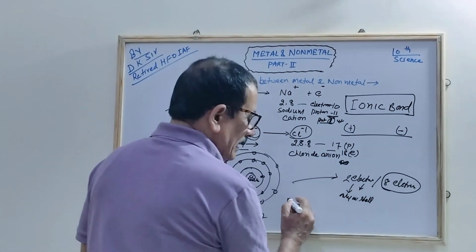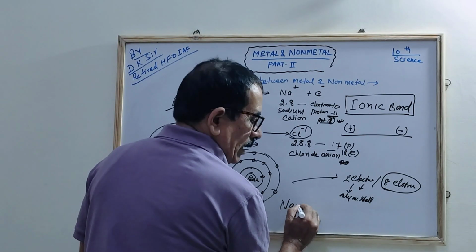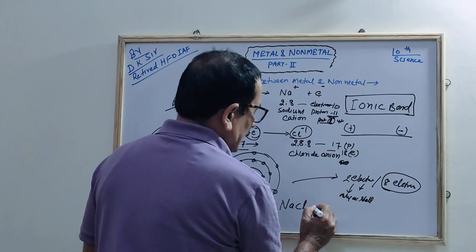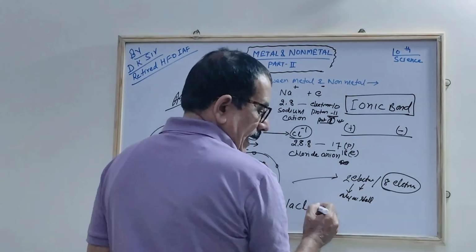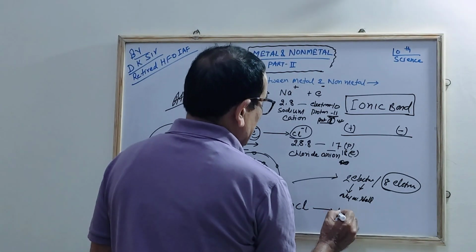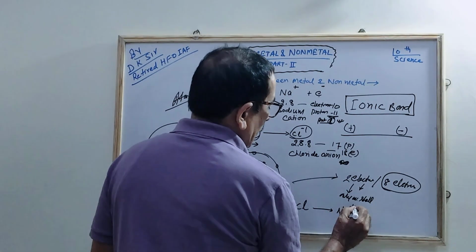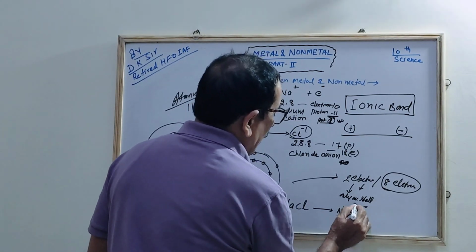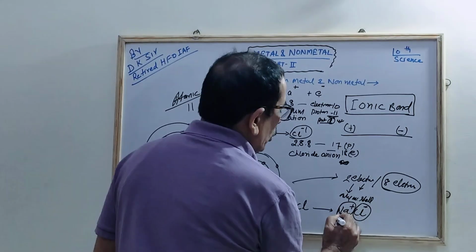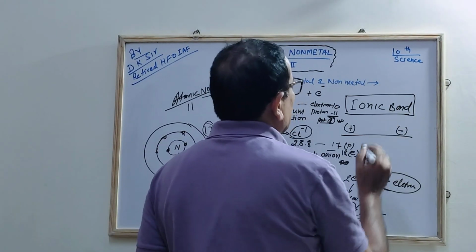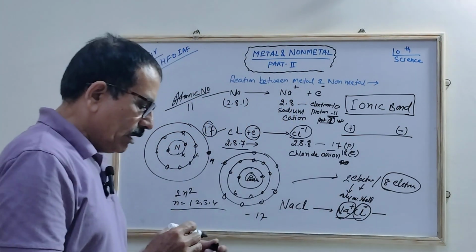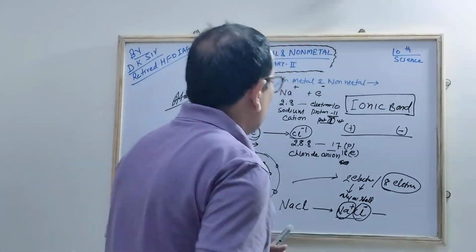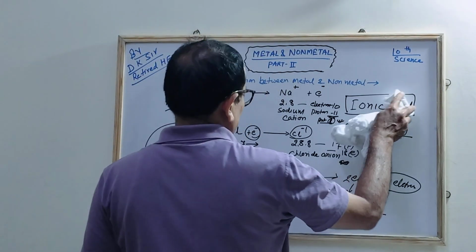So when it reacts, it is going to make NaCl, correct? When both are reacting, it is going to make NaCl. Remember, in NaCl, the Na is plus and Cl is minus, correct? So they have made the ions. So this sort of bonding is said to be the ionic bonding, correct? Ionic bonding.